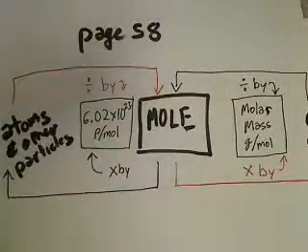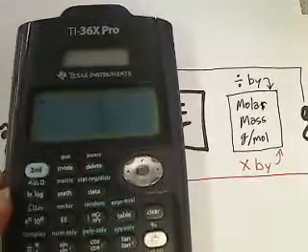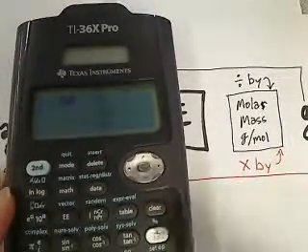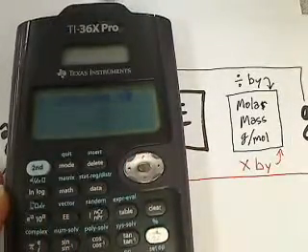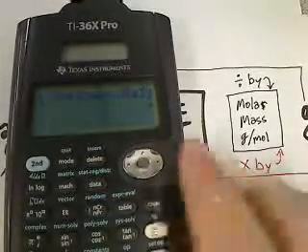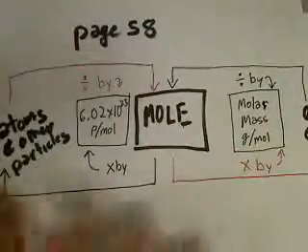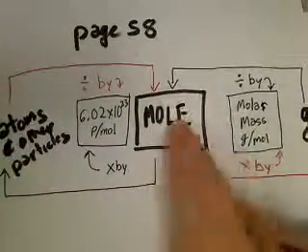Oops, I did that wrong. Sorry, that should have been 1.204 EE24 divided by 6.02 EE23. Okay, and that gives you 2 moles. So now I've gotten from here, dividing by Avogadro's number, getting to moles. Now I have 2 moles.